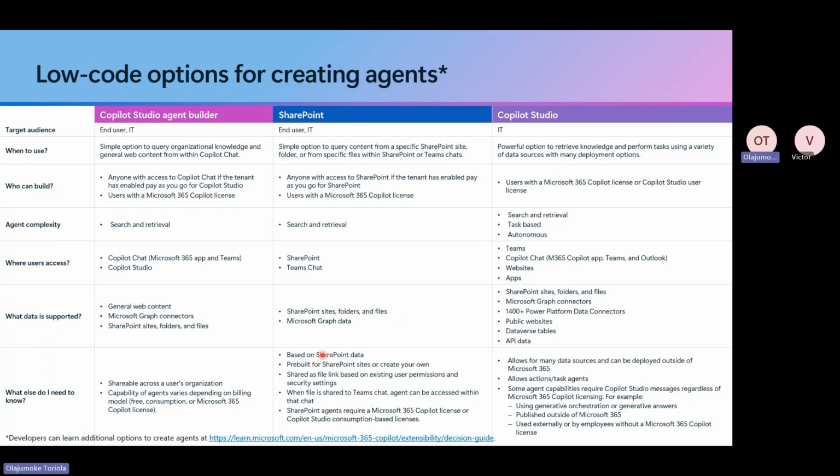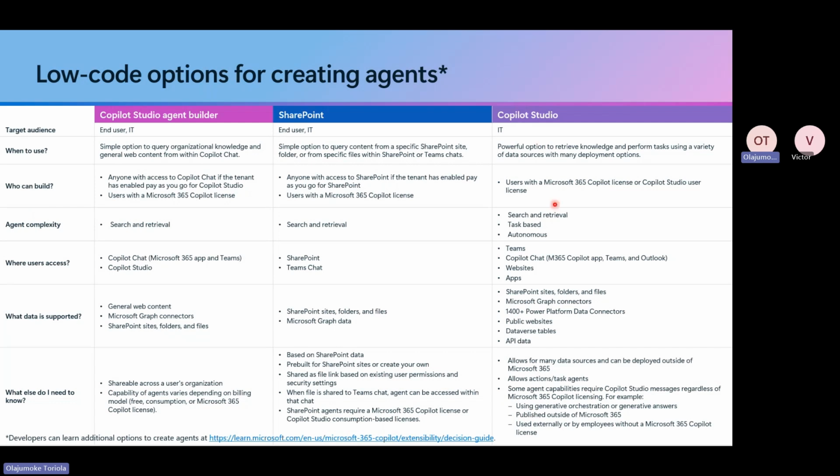The SharePoint agent is based on SharePoint data you have pre-built for a SharePoint site, or you can create your own, like I said before. You can also share a file link based on existing user permission and security setting. And then SharePoint agents require a Microsoft 365 Copilot license or Copilot Studio consumption-based license.